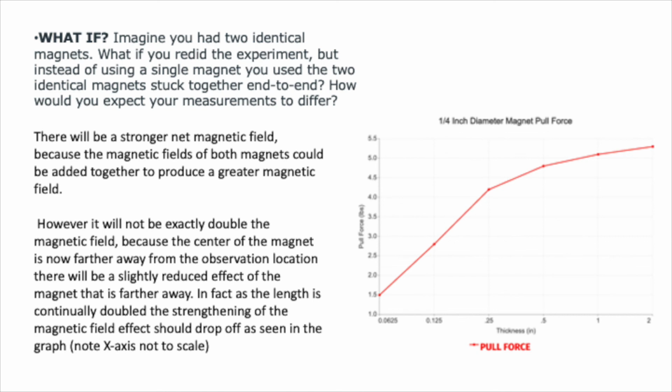In fact, as the length is continually doubled, the strengthening of the magnetic field should drop off, as seen in this graph, which was taken from experimental data online.